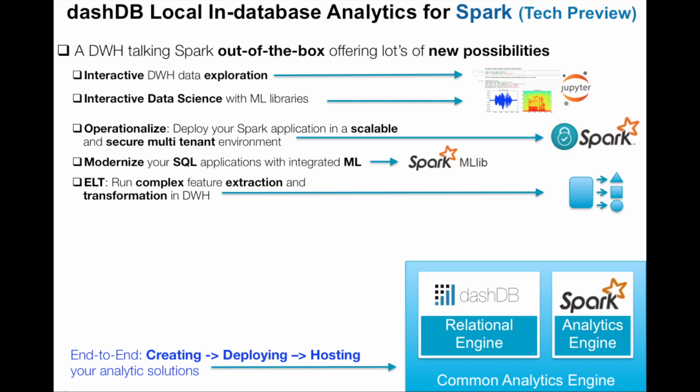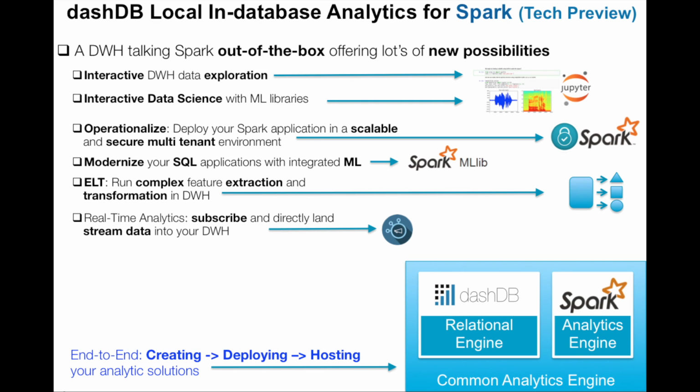Another new option that is at your hand is to create a Spark application that consumes data in motion from streams using Spark streaming, and use that application in order to directly land this data in your data warehouse automatically and in an ongoing way.